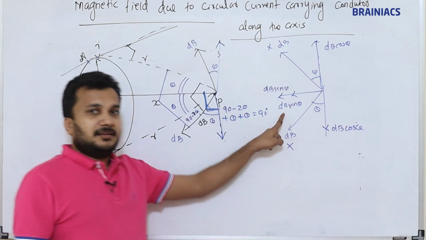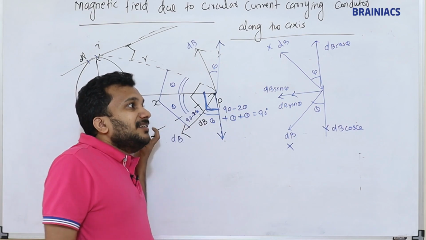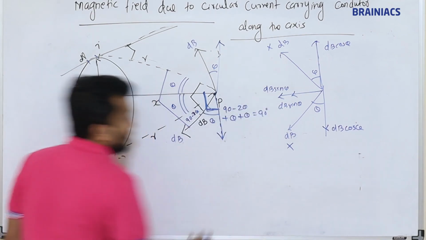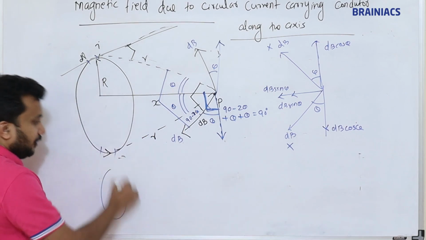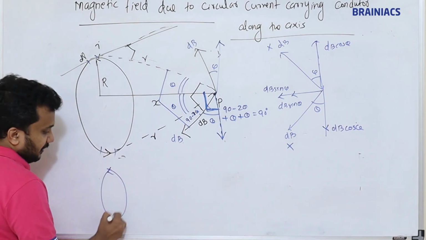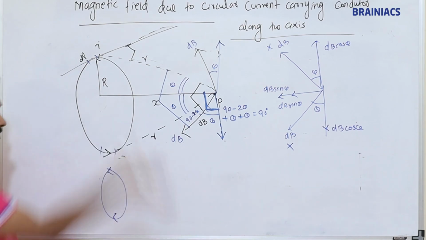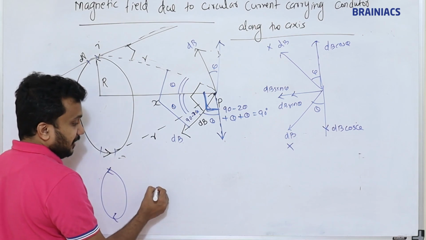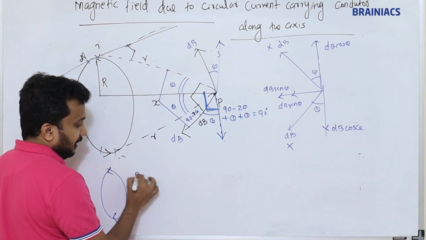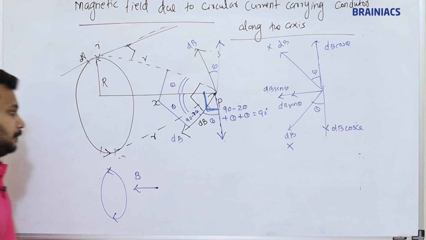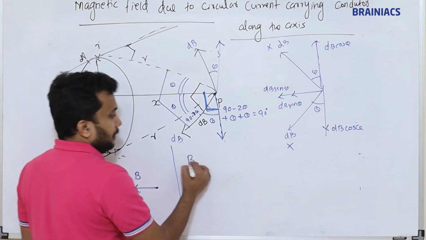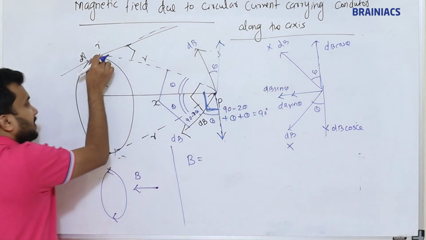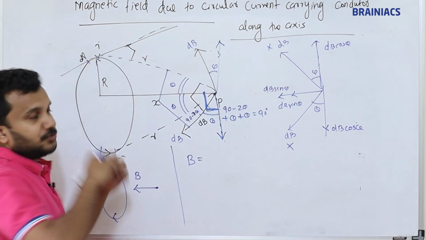But here, what will happen? Two vectors are pointing in this direction. So the total magnetic field has to be added up. So I'm drawing one line. If the current is going like this, in this fashion, towards the board, then the magnetic field at this point, the resultant magnetic field B, is in this direction. So what is the value of B? Total magnetic field means I have to add dB sin theta here and dB sin theta here.